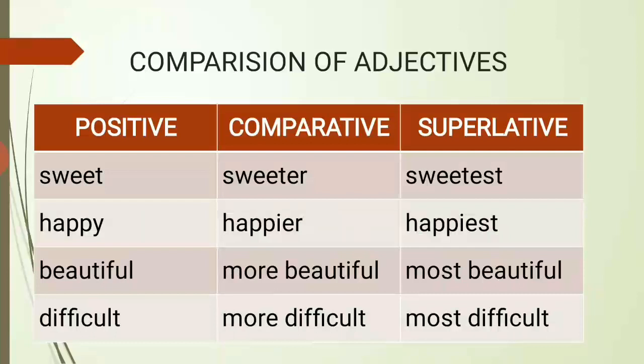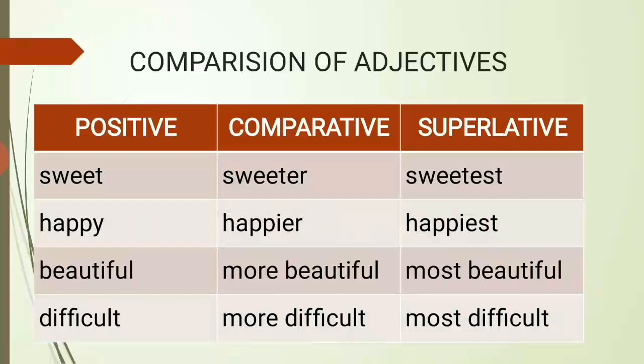But in comparative degree, we compare two people or things and we add er to most adjectives to form their comparative degree, like sweeter, happier. But for longer words, we write more before the adjectives. Like you can see over here, beautiful will become more beautiful, difficult, more difficult. An adjective in the comparative degree is followed by than. For example, if I say Mohan is cleverer than Rohit.